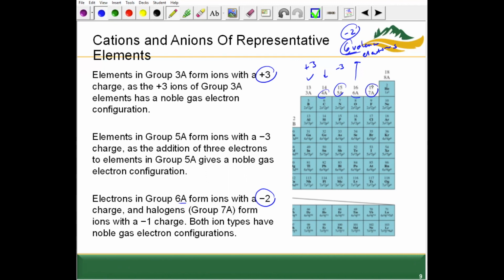Our halogens already have 7 valence electrons. They gain 1 more to have them be 8 valence electrons for a happy complete octet. So group 7A, these will form -1 ions. We know the noble gases won't really form ions because they're already stable with their happy complete octet or happy complete duet.